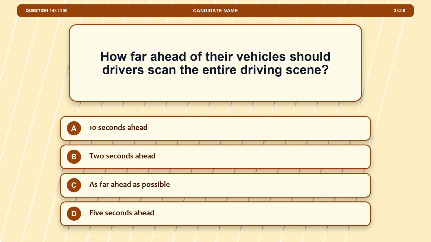Question 143. How far ahead of their vehicles should drivers scan the entire driving scene? Option A. 10 seconds ahead. Option B. 2 seconds ahead. Option C. As far ahead as possible. Option D. 5 seconds ahead.